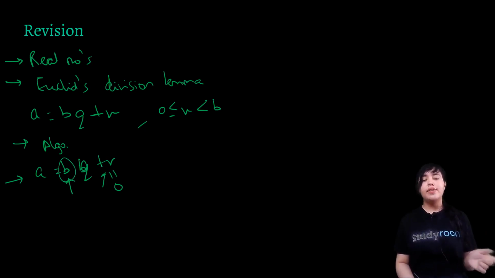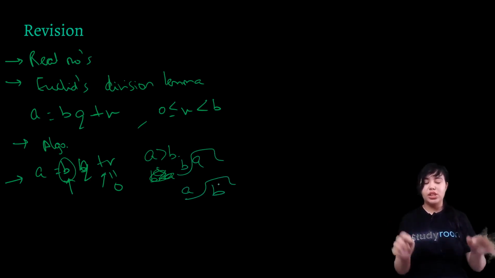Make sure that when you're doing this division, you choose a greater than b first, and then only proceed with the division. It should not be b greater than a; basically if a is greater than b, then it should be like this and not this. Do not interchange that.